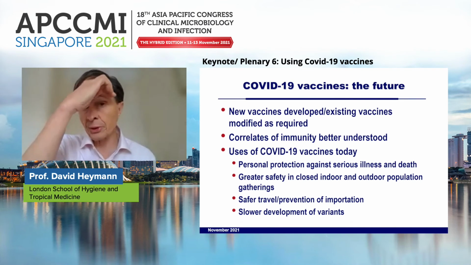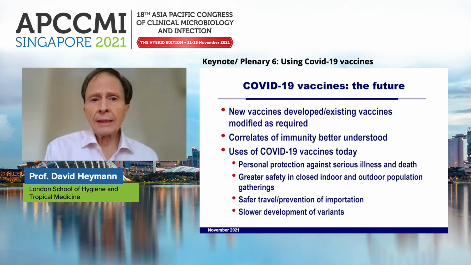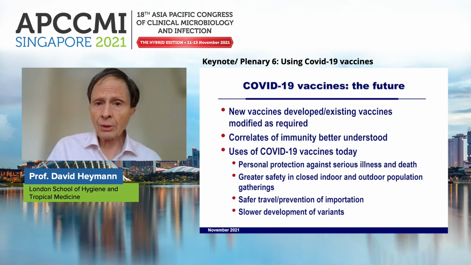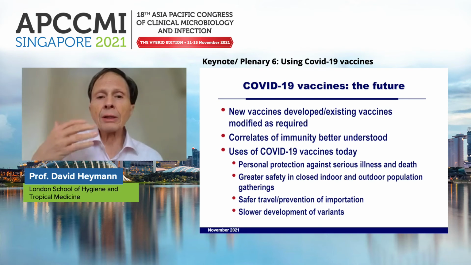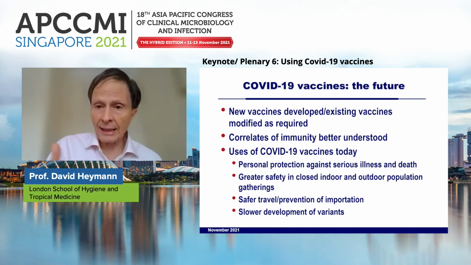So what's the future? We have COVID-19 vaccines. New vaccines are being developed. Existing vaccines will be modified as required, and we know that the mRNA vaccines can be modified very easily. We know that correlates of immunity are not yet fully understood, because of the T cell interaction with the antibody production. So we don't know exactly what the correlates of immunity are, but we have excellent vaccines.